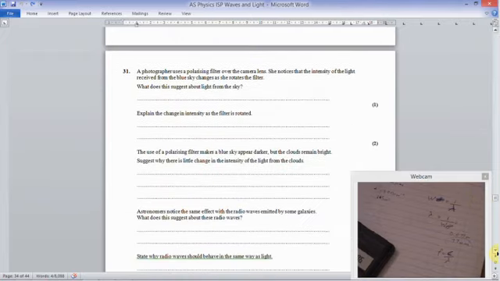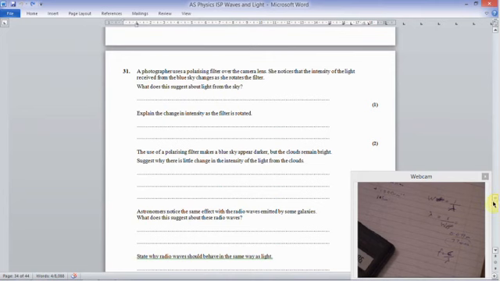So, photography using a polarizing filter over a camera lens. She notices the intensity of light received from the blue sky changes as she rotates the filter. What does it suggest about light from the sky? It's plane polarized potentially. There could be some clouds that are causing plane polarization to take place. So there must be plane polarization if the intensity changes as she rotates the filter. Explain the change in intensity as the filter is rotated. It's because the plane of polarization is matching up with the slit essentially in a Polaroid filter, and then it's not matching anymore. The use of Polaroid filters makes a blue sky appear darker, but the clouds remain bright. To suggest why there's little change in intensity of light from the clouds: that light is unpolarized.